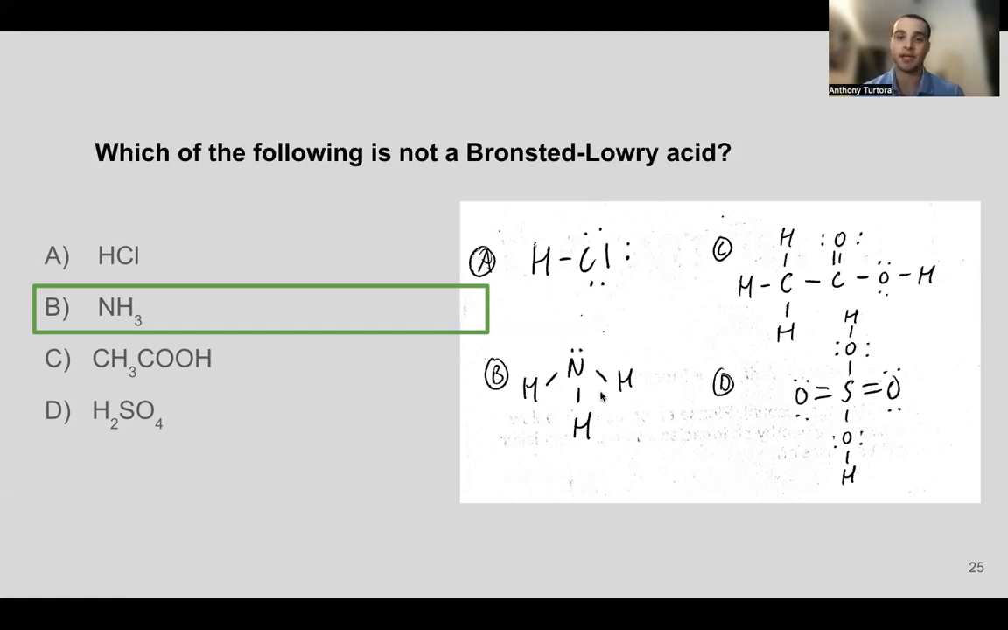However, when I look at my NH3, this will actually want to gain a hydrogen and not lose a hydrogen. The N would attack another substance with a hydrogen. The lone pair of electrons on nitrogen would attack another substance with hydrogen, and would therefore be a Bronsted-Lowry base by gaining another hydrogen.